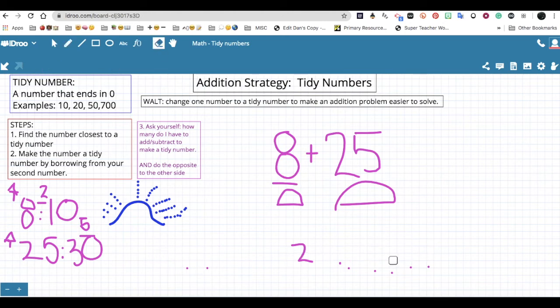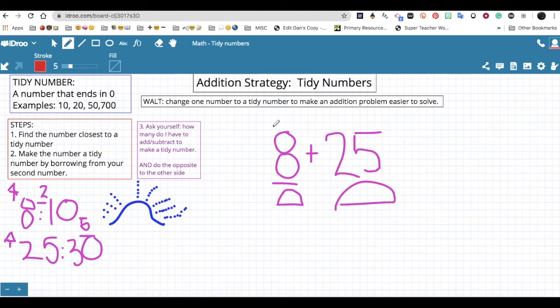Okay, so now I want you to pause the video, tell me the next step, and then do the next step for me, please. And if you can do the next step, it would be great if you could then do the thing on this side and whatever it is you have to do on this side. Pause the video and do that for me. So, next step, we have to make this number a tidy number by borrowing from our second number.